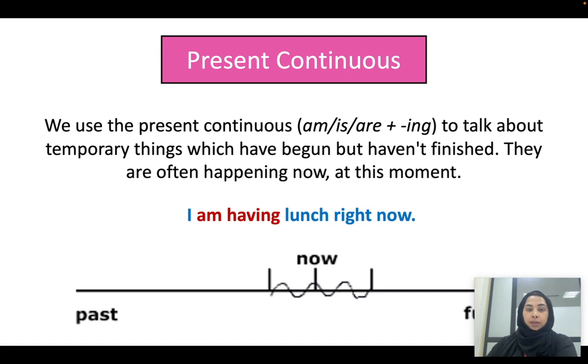Moving on to the present continuous. Just like the past continuous, it takes some time. Well, this takes time now. The present continuous, we use it to talk about temporary things that haven't finished yet. They're still in progress and they're happening right now. For example, I'm having lunch right now. That's not true. I'm teaching this lesson right now. So that's also a present continuous.